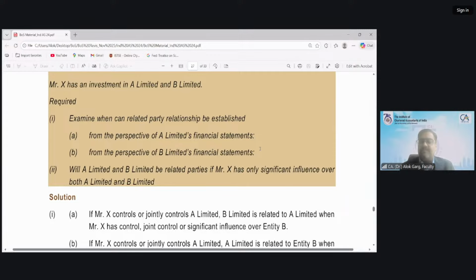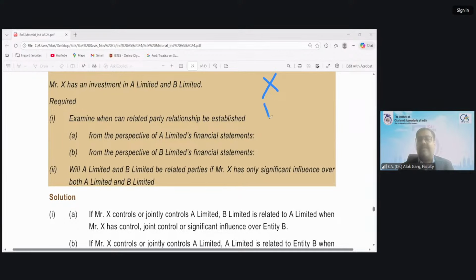If it is joint control, sir, or full control. Yes. So if Mr. X controls or jointly controls A Limited, then B Limited is related to A Limited when Mr. X has control, joint control or significant influence over entity B, right? So Mr. X has control or joint control in A, and control, joint control or significant influence in B. Then they will become related parties. What does it mean?